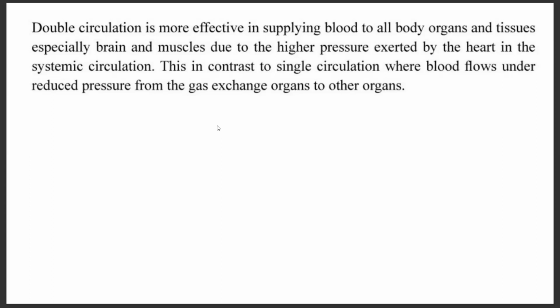This is in contrast to single circulation, where blood flows under reduced pressure from the gas exchange organs to other organs. Right? So that is the story of single circulation versus double circulation. What is the advantage of double circulation? It supplies blood to all body organs and tissues effectively due to the high pressure exerted by the heart. And the other thing is, this arrangement allows the complete separation of oxygen-enriched and oxygen-poor blood. Okay? Any doubts?